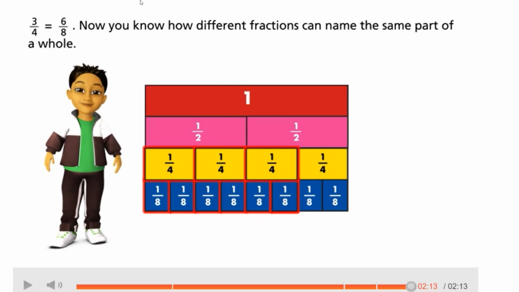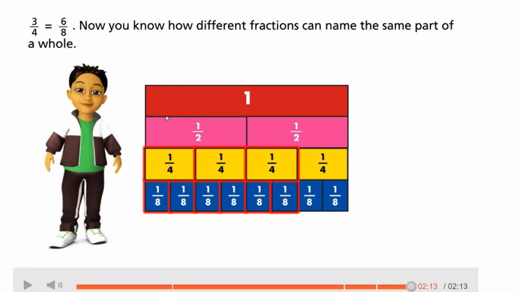Okay, now before we move on, I want you to take a look at these numbers, 3/4 and 6/8. So how did we get from 3 to 6? How did we get from 4 to 8? So 3 times what gives me 6? And 4 times what gives me 8? So I know 3 times 2 will give me 6. I also know that 4 times 2 will give me 8.